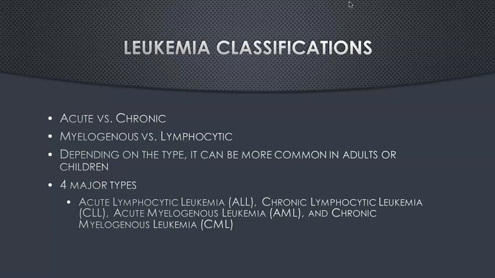Chronic leukemias, on the other hand, have features of mature and immature cells. Because of this, they're functioning at a lower rate, but nonetheless still functioning. So that causes the disease to progress more slowly. Therefore, someone may not even notice symptoms for months or even years, depending on the severity of the disease. And chronic leukemias are more commonly seen in adults.